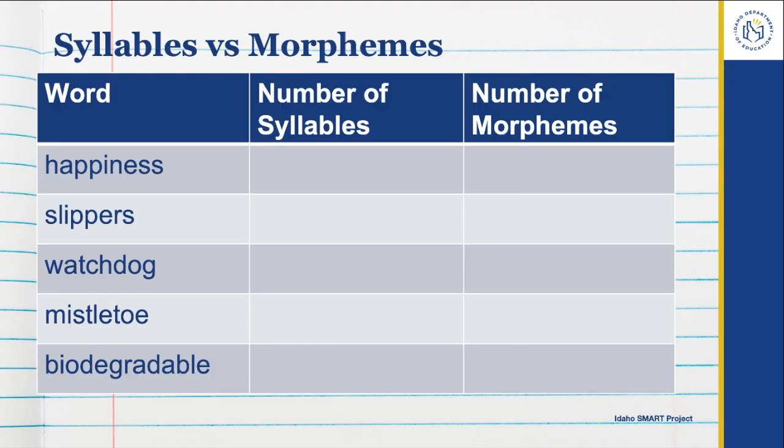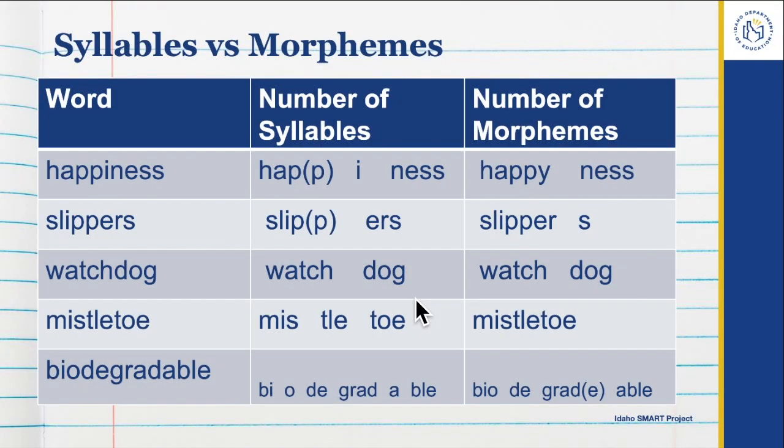Okay, look at that one. Hopefully what you saw is, oops, I guess I'm giving you all the answers. Hopefully you saw hap, pi, ness are our syllables. Hap doesn't have its own individual meaning. In order to have its own individual meaning, you need to have happy. So there are two morphemes, but there are three syllables. Slippers, there are two syllables, but there are two morphemes and they're different. Slipper is its own morpheme, S is its own morpheme. So take a look at that. Let me know if you have any questions about why those are split up the way they are for syllables and why they're split up for morphemes.